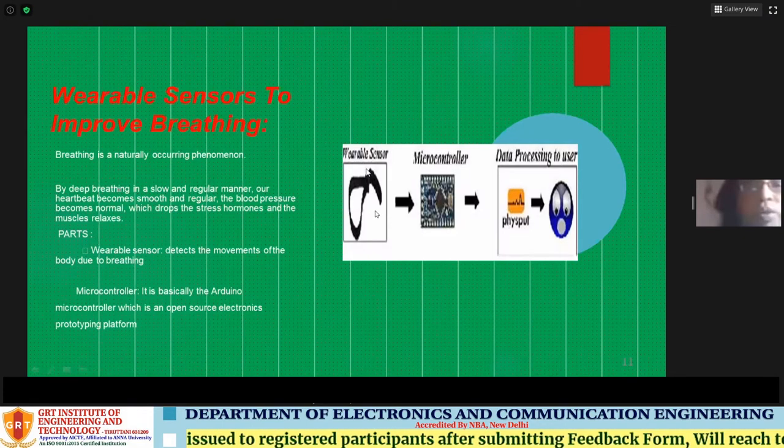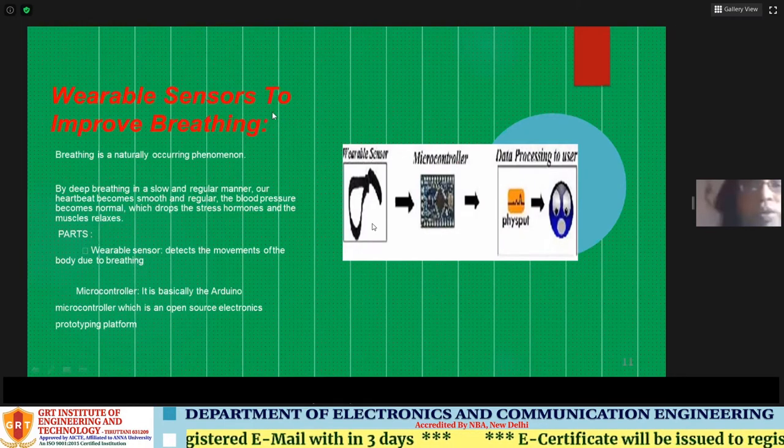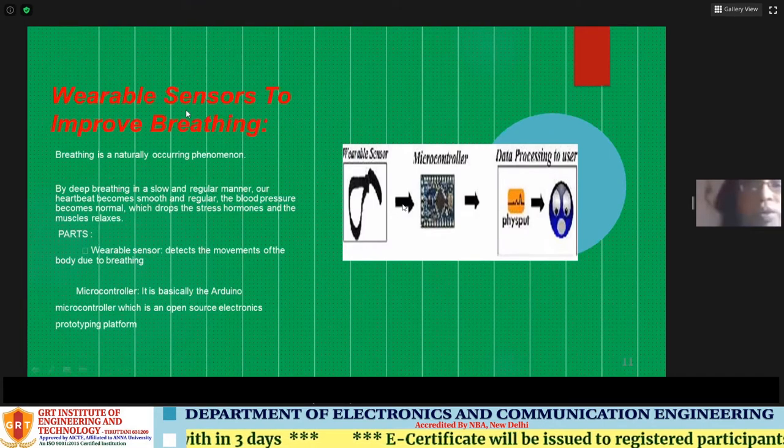With wearable sensing, breathing is a naturally occurring phenomenon. It becomes normal, which drops the stress hormones and the muscles relax. The parts are a wearable sensor, a microcontroller, and a data processing system. These are very important in designing your wearable sensor for monitoring breathing.